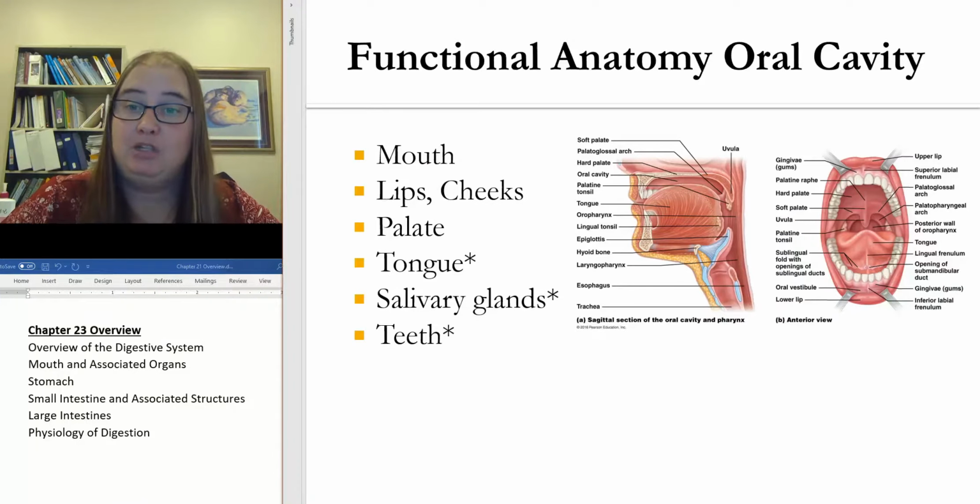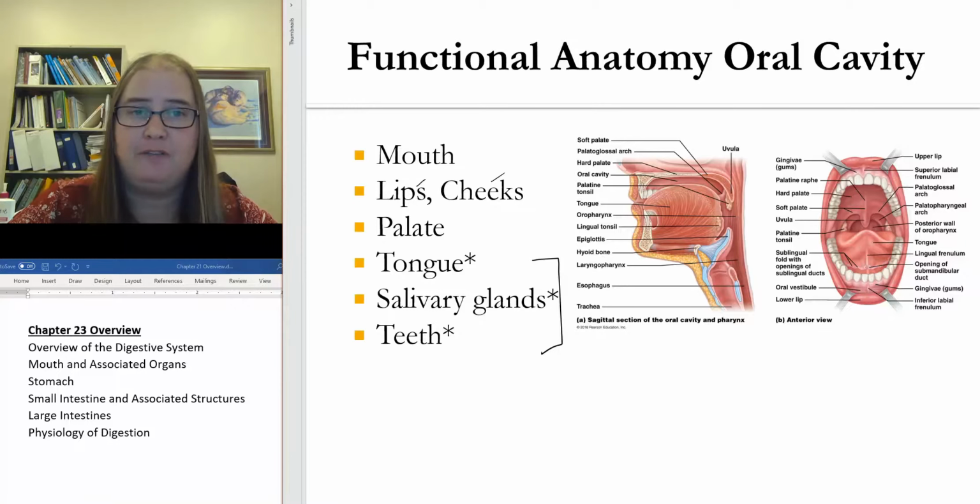So moving into our first area of functional anatomy, which is the oral cavity. The oral cavity is comprised of the mouth, the lips, the cheek, the palate, the tongue, the salivary glands, and the teeth. However, I am just going to talk about some of these, because you know what lips and cheeks are. The palates are the hard and soft palate, and these don't really have much function to them. So I skip over them, not that they're not important, and talk about the three structures that have a little more functional significance.